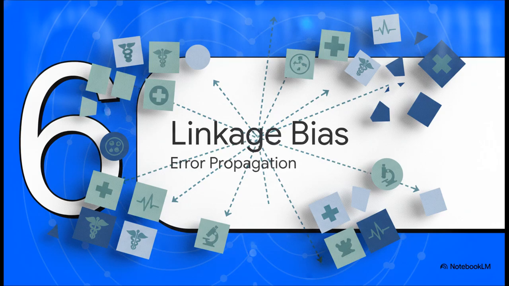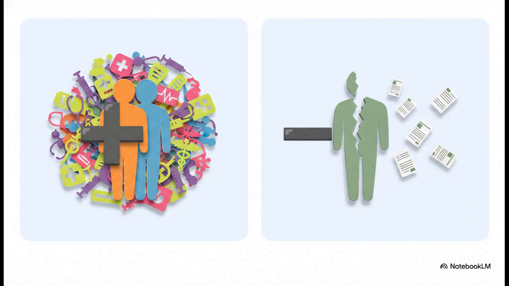Finally, we must talk about Section 6, Linkage Bias and Error Propagation. We really need to confront the reality that data linkage isn't just an administrative IT task. It is a methodological intervention with incredibly high stakes, fully capable of altering your study results. Because errors propagate directly into your analytics. False positives, or overlinkage, erroneously merge records of different people. This can artificially inflate comorbidities or create entirely false toxicity signals in pharmacovigilance.